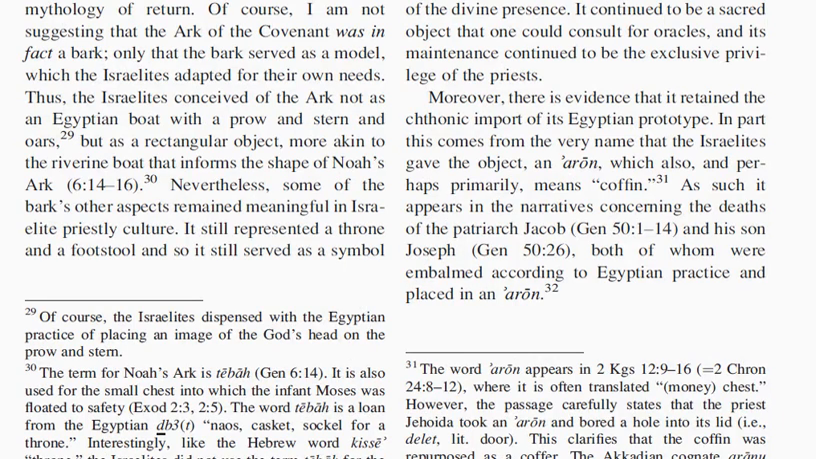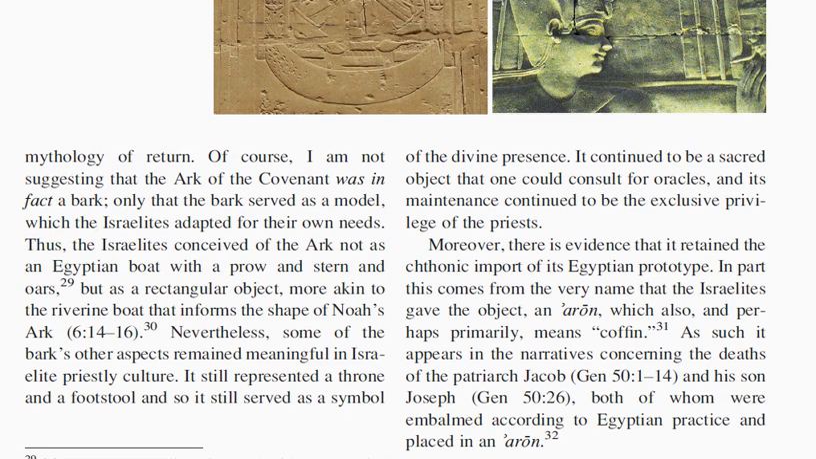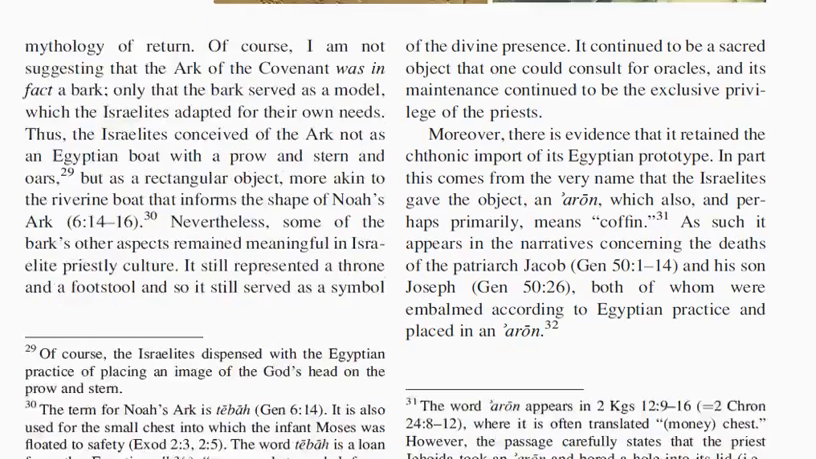Nevertheless, some of the barque's other aspects remained meaningful in Israelite priestly culture. It still represented a throne and a footstool, and so it still served as a symbol of the divine presence. It continued to be a sacred object that one could consult for oracles, and its maintenance continued to be the exclusive privilege of the priest.